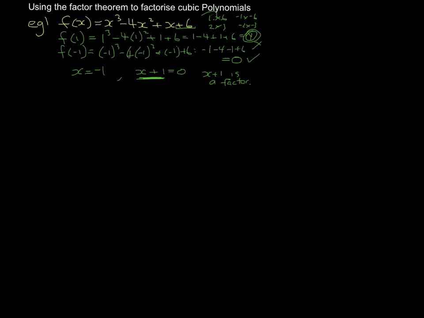Okay, so now we're going to go x plus 1 into x cubed, take 4x squared plus x and plus 6. Okay, so we have to divide this through now. And we might change some colours here.